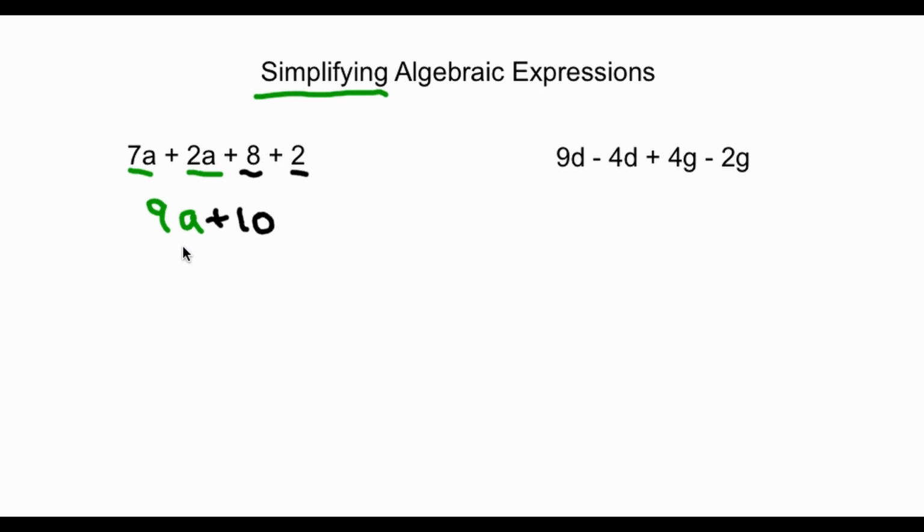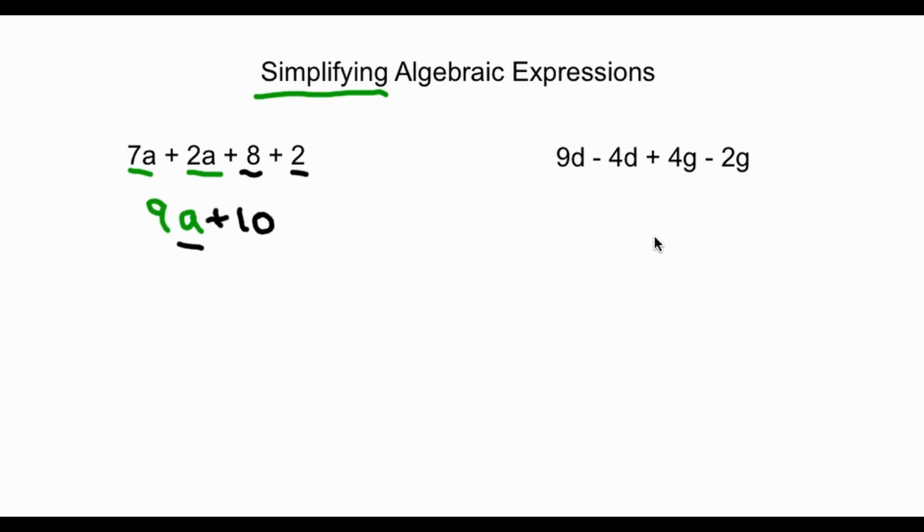Now, can we simplify this any further? Well, we ask ourselves, are 9a and 10 like terms? The answer is no, because this is an algebraic term, meaning a term with a variable, the a, and this is a constant term, a term that's a number without a variable. And because this is a constant term and this is an algebraic term, they cannot combine.